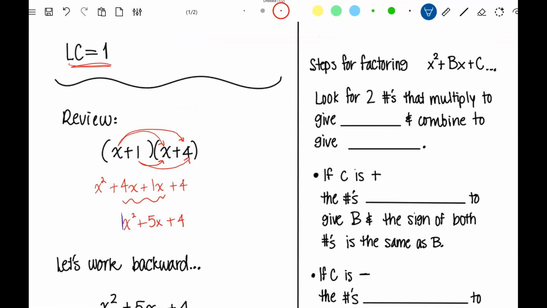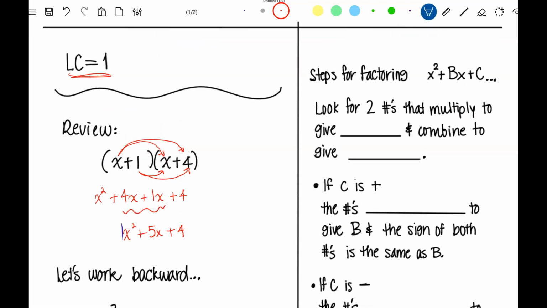So here are some things to look at when you're factoring. If the leading coefficient is 1, you're going to look for two numbers that multiply to give you c, which is that last number, that constant or the very last term of the trinomial, and they combine to give you b, the middle number. So the factors that you're looking for in this parentheses have to do two things. They multiply to give you the last number, and they combine to give you the middle number.